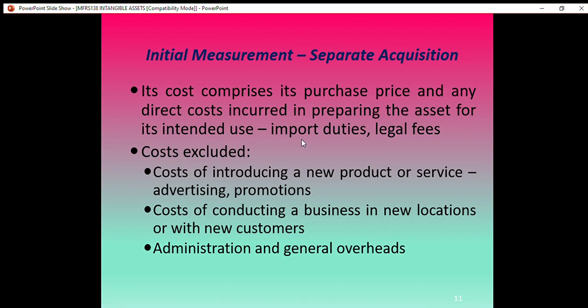The initial cost should exclude the following: cost of introducing a new product or service, such as advertising and promotion costs; cost of conducting a business in new locations or with new customers; and administration and general overheads. These costs should not be included in the initial cost because they are not directly incurred in acquiring an intangible asset.